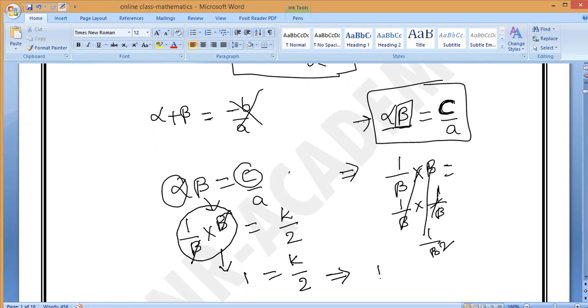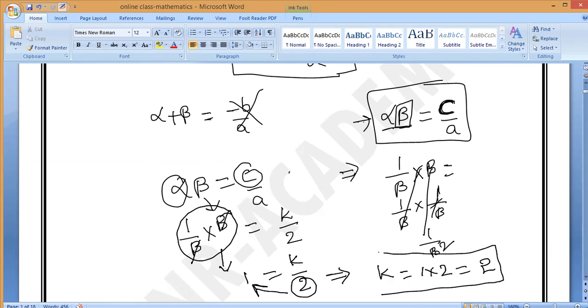Then 2 comes to the other side as multiplication. 1 into 2, value 2. So k is equal to 2. Very, very important question.